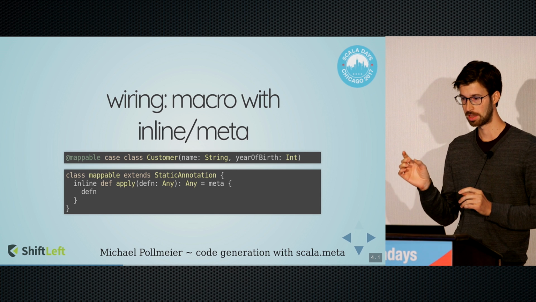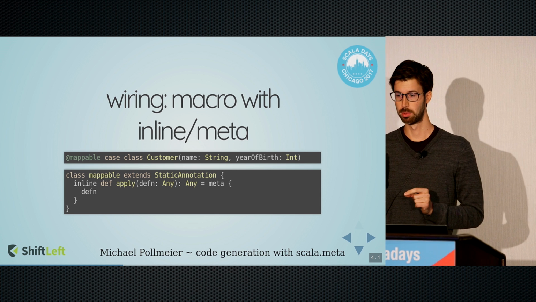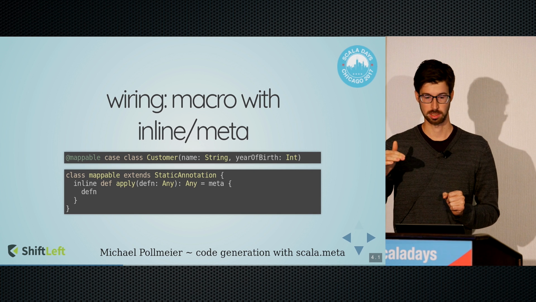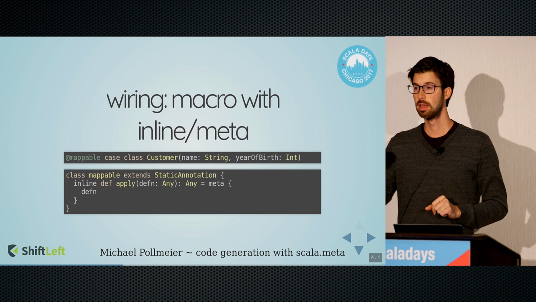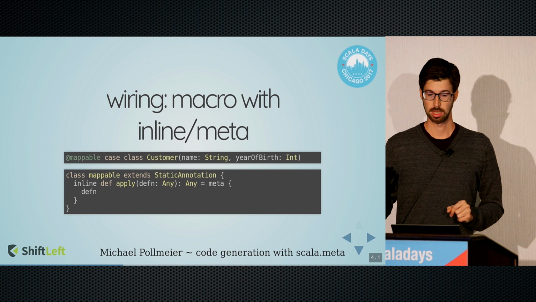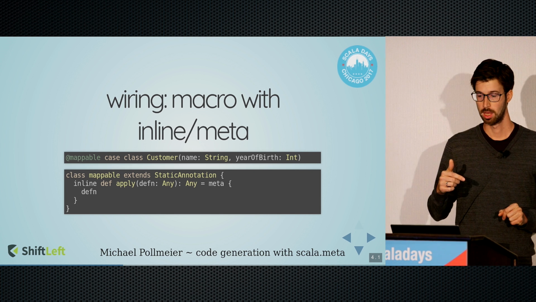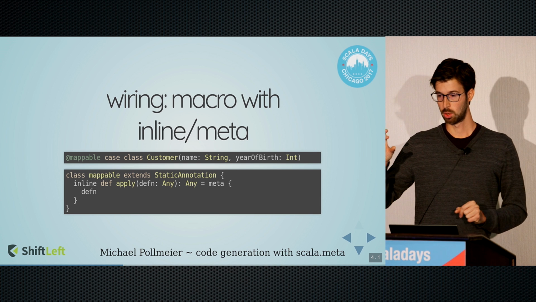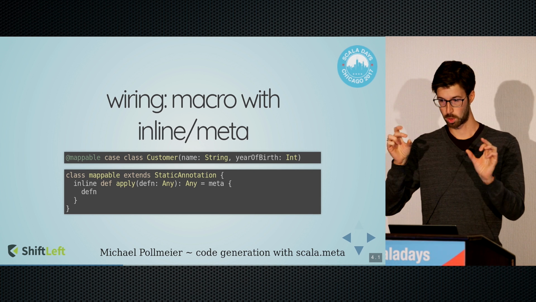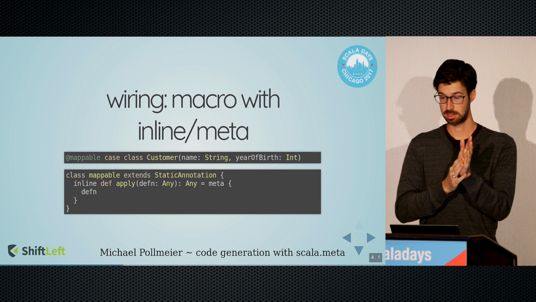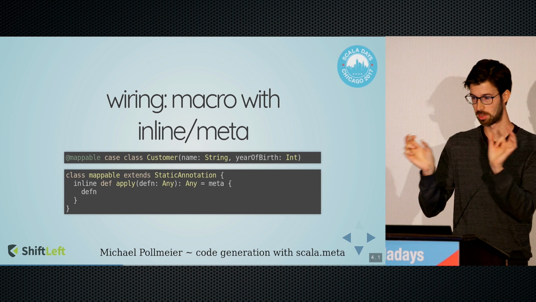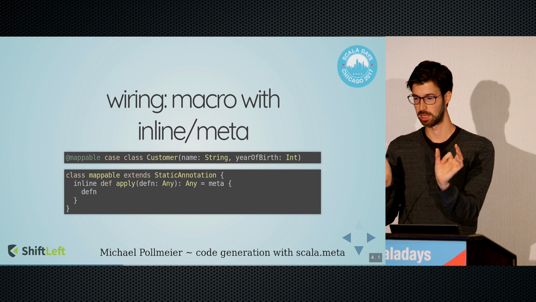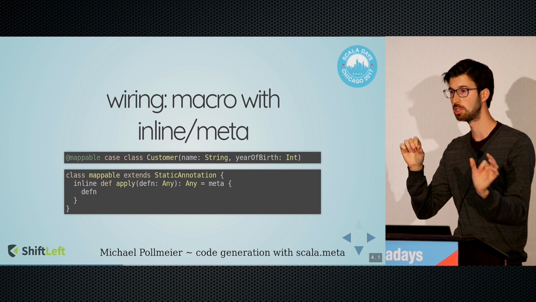And then if you define your mappable annotation with this new construct, the inline meta construct, then that code gets run during compile time. So in that block, you have this one method apply, which takes a definition and needs to return some definition. The type is Any. There's some talk about that, but that's the way it is. So it takes some definition, and you need to return some definition.